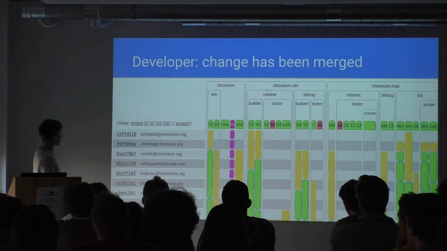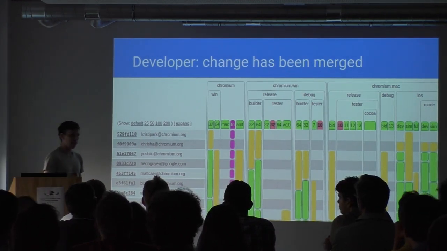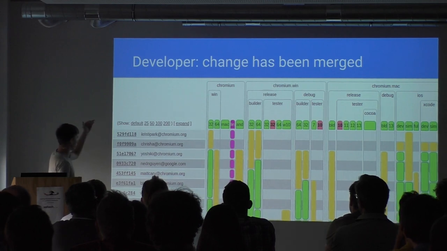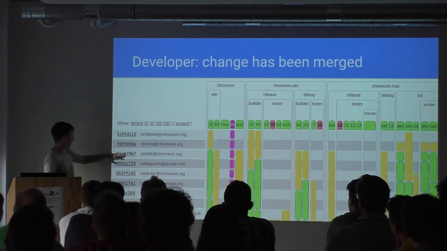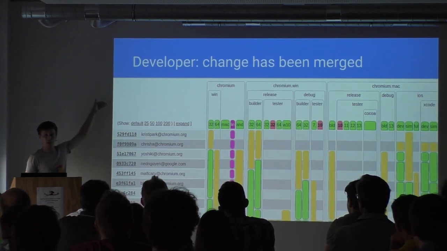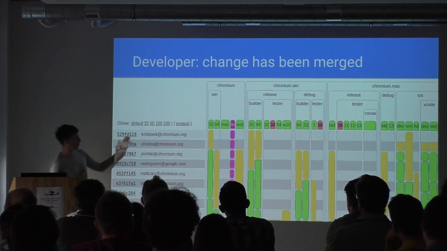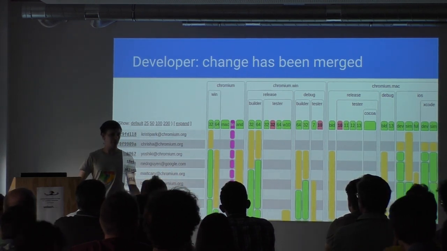Okay. Finally, there was a question here before. What happens after you commit? Well, after your commit landed, suppose maybe you are Yoshiki at Chromium.org. Your commit landed here. There are two commits on top of it, something else landed after you. We run now, see these columns here with colorful things? Each column here is a configuration.